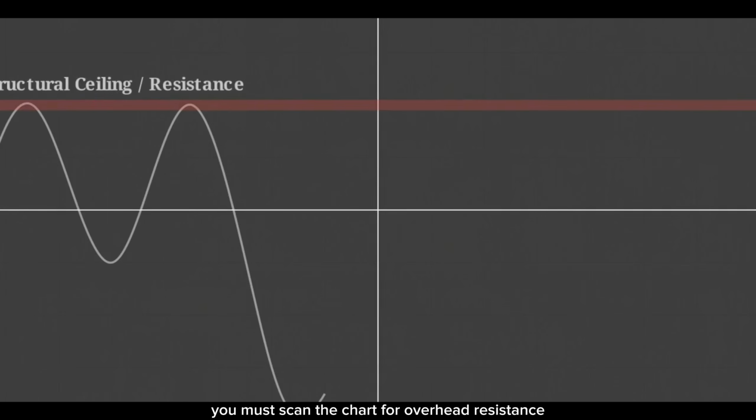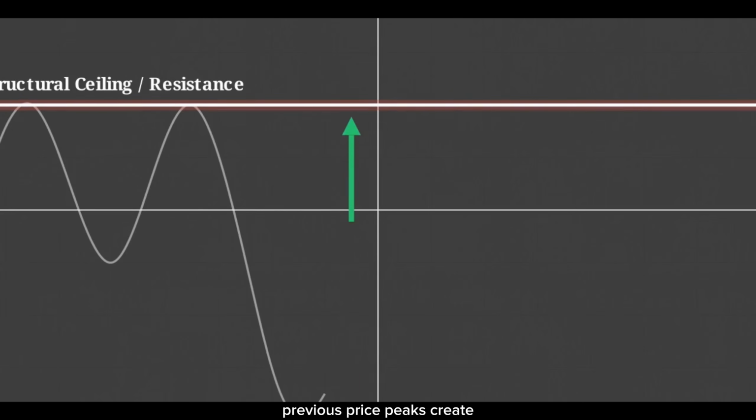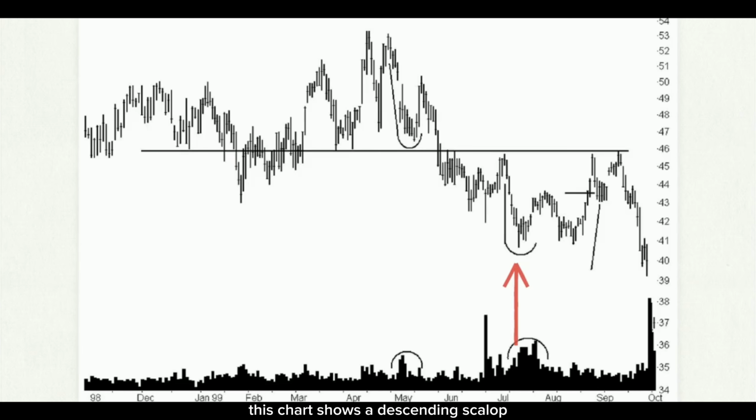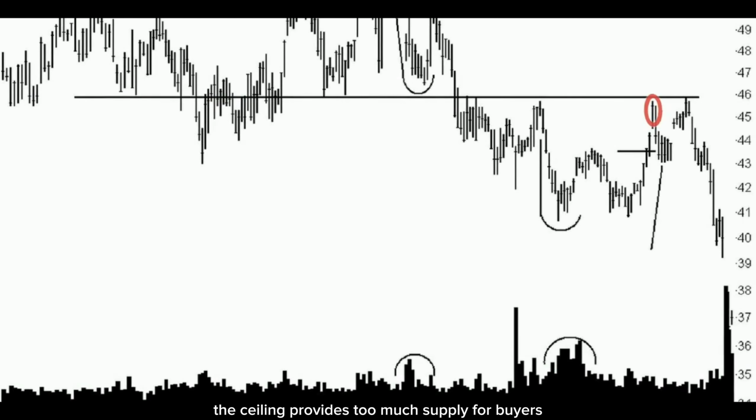Before executing, you must scan the chart for overhead resistance. Previous price peaks create structural ceilings that will trap upward momentum and reverse the trend. This chart shows a descending scallop attempting an upward breakout. Notice the solid horizontal resistance line near the 46 level. The breakout fails precisely at that line. The ceiling provides too much supply for buyers, forcing the price to reverse direction.